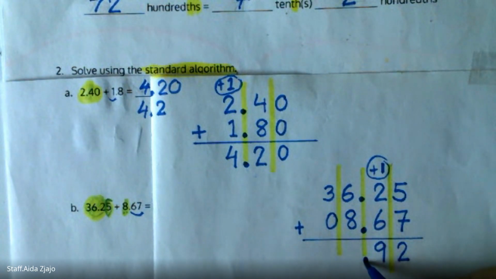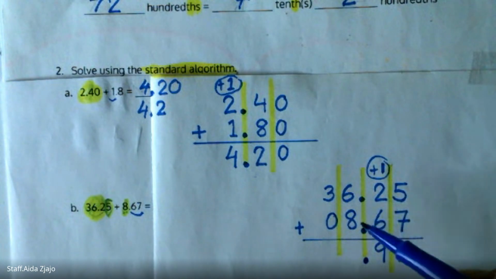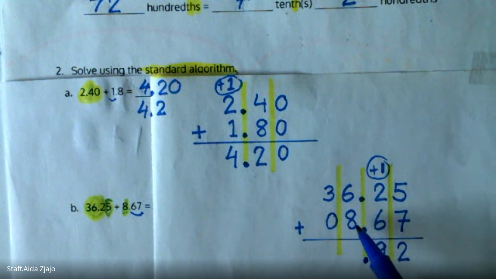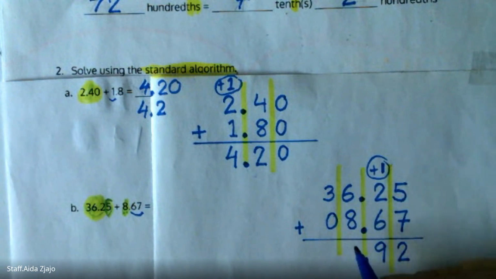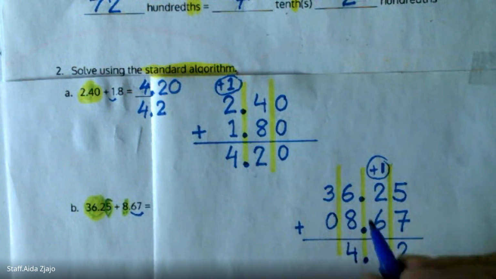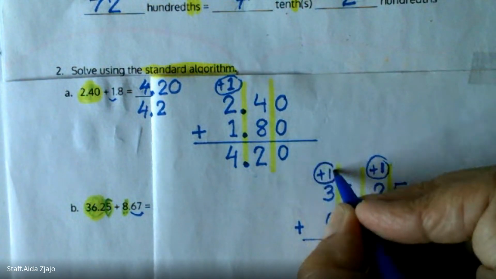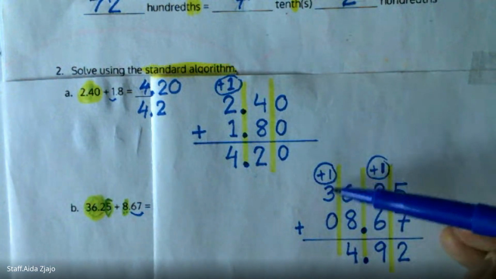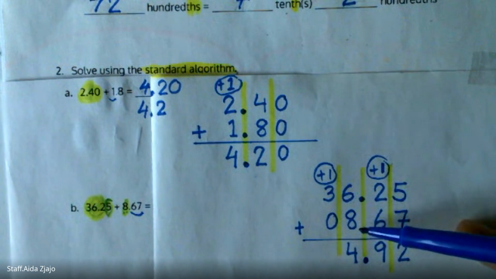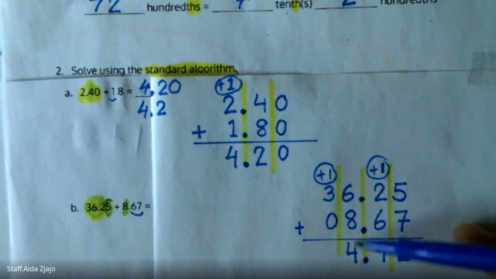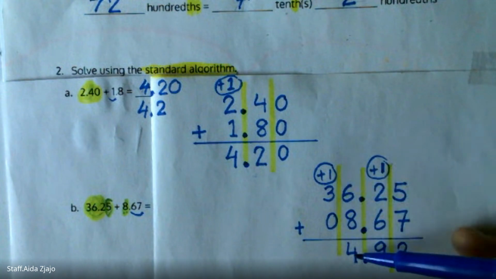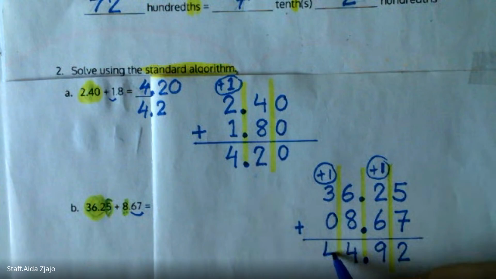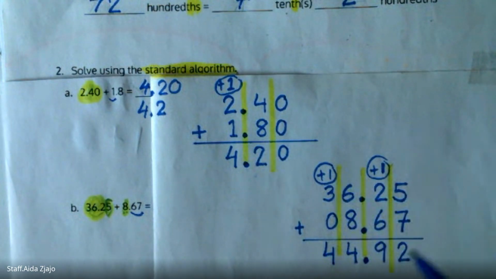We need a decimal in line, and then we need 8 and 6 more. So 8 plus 6 equals 14. So 4, and I remember I made 1 ten. So $6 plus $8 makes $14. So $14 has 1 ten and 4 ones. So altogether, this is 3 plus 1 more, that's 4 tens. So the final answer is 44 wholes and 92 hundredths.